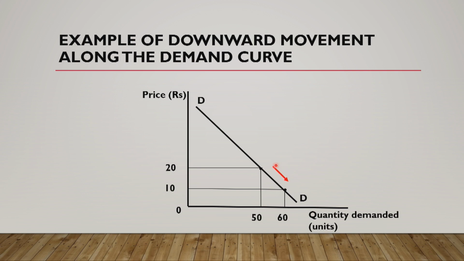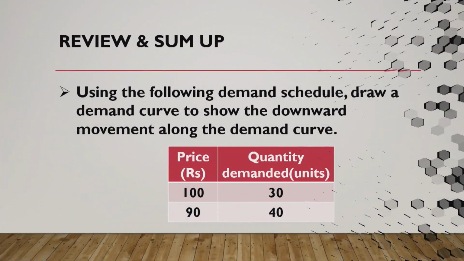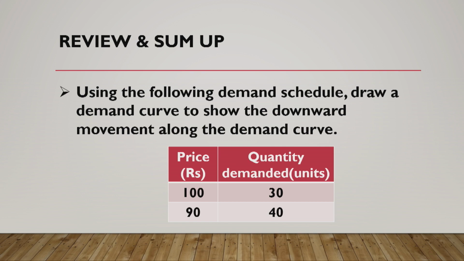As you can see, there is a downward movement from point A to point B because the price has decreased from 20 to 10 and quantity demanded has increased from 50 to 60. Review and sum up. Using the following demand schedule, draw a demand curve to show the downward movement along the demand curve.